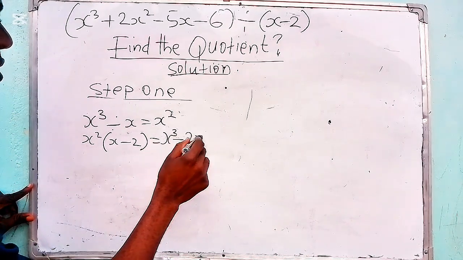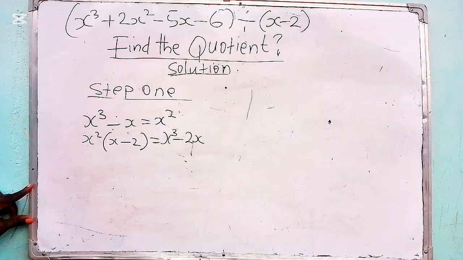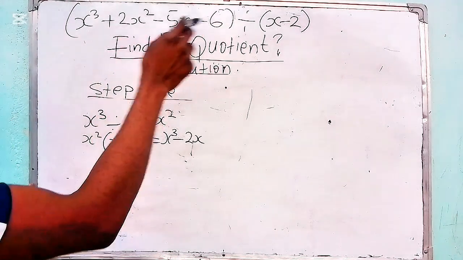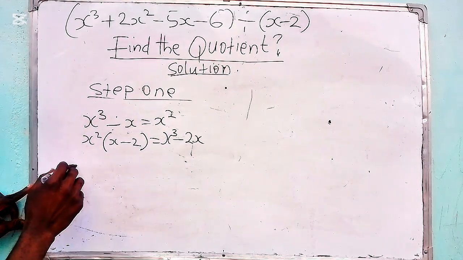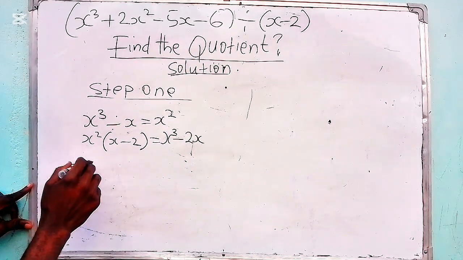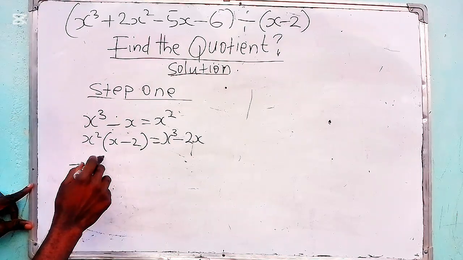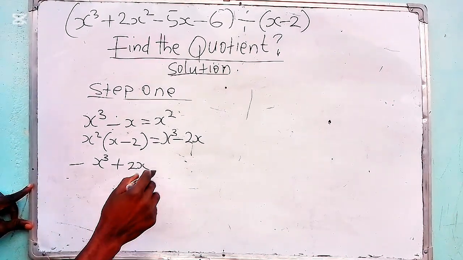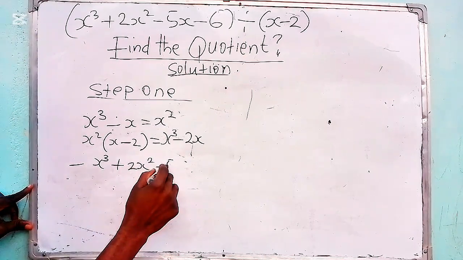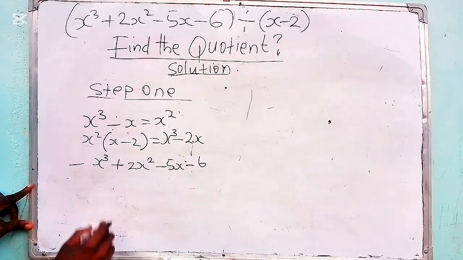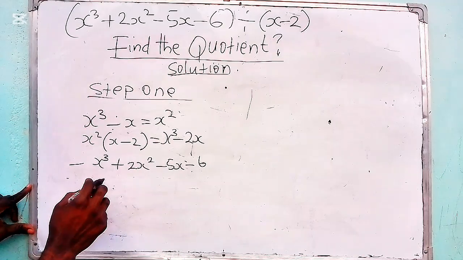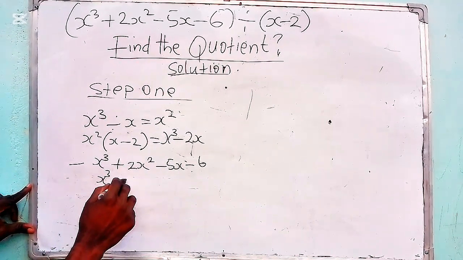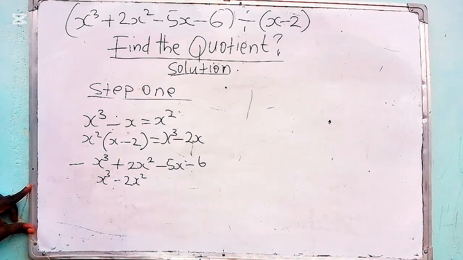minus 2x squared. Now in the first step, we're going to minus this from this entire one, and so we're going to write minus x raised to power 3 plus 2x raised to power 2 minus 5x minus 6, or minus x raised to power 3 minus 2x squared.